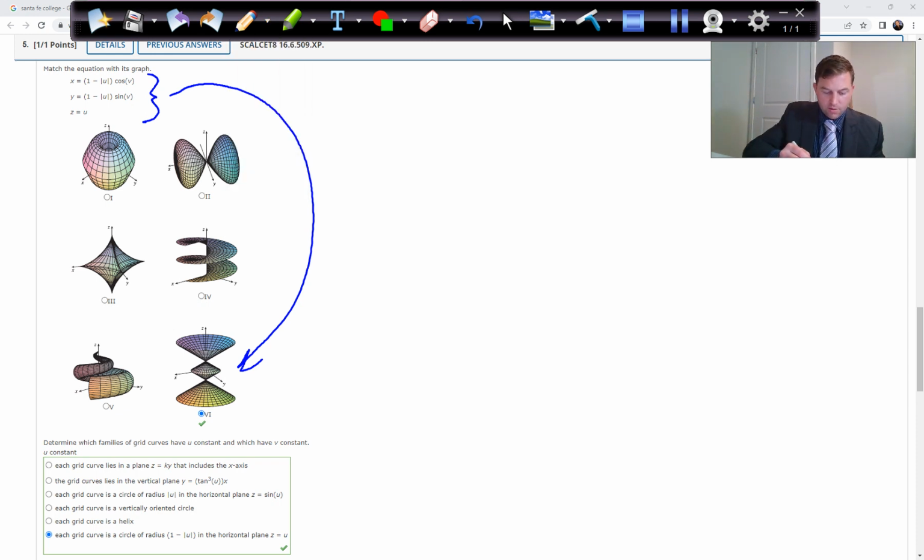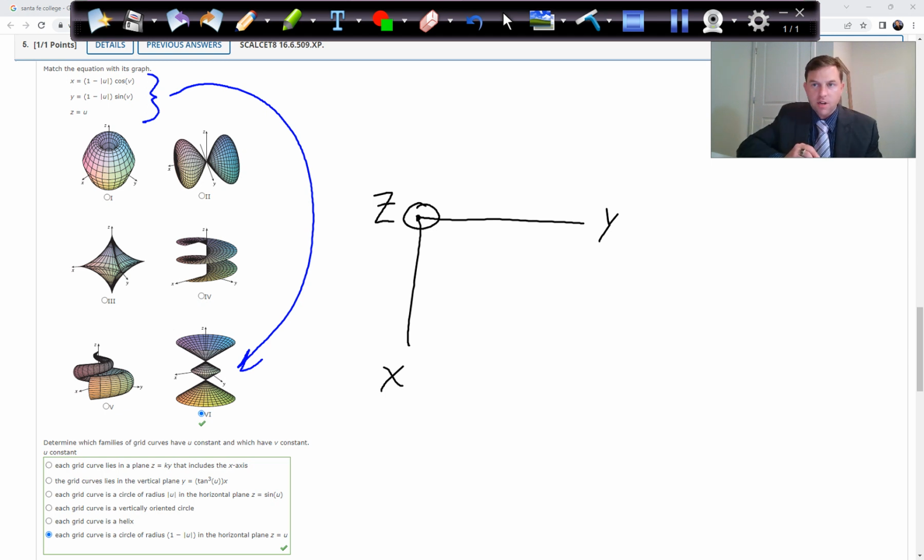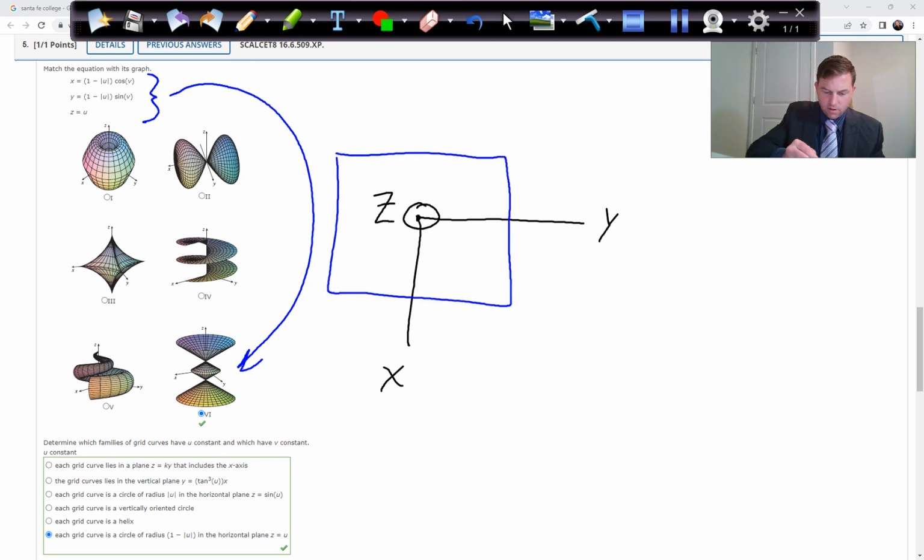So we have x, y. We're looking straight down the z-axis, so it's coming up at us. It looks like the tip of an arrow when you draw it like this. And if we're looking down at this thing, and I take a slice anywhere, we're going to have circles. So imagine just looking straight down this thing, and we're going to get these different grid line circles. Okay, so that would be the first one.